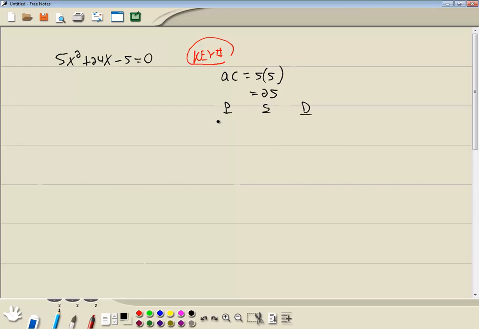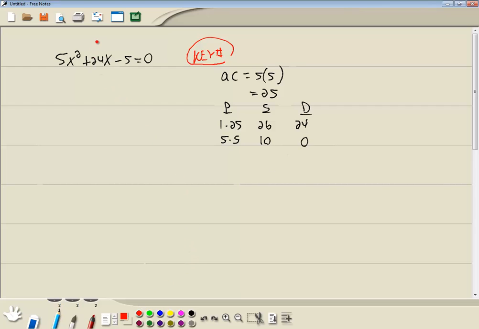And come up with our 3 columns. P, list all the products that give us 25. We've got 1 times 25 and 5 times 5. The S column, S for sum, we're going to add these together. 1 plus 25 is 26, 5 plus 5 is 10. D for difference, subtract smaller from larger. 25 minus 1 is 24, 5 minus 5 is 0.